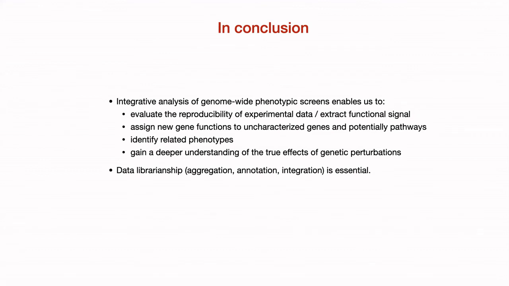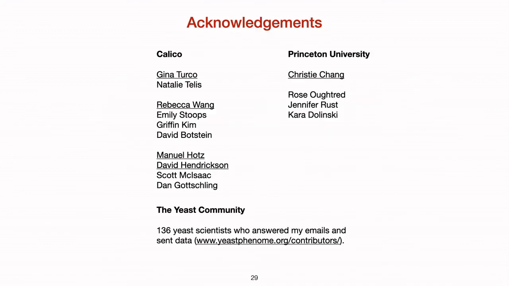We can evaluate reproducibility, we can assign new gene functions, we can identify related phenotypes on a much larger scale than I had time to show you. And most importantly, this process of aggregating and annotating data sets is what I prefer to call data librarianship. It's much more than just sharing data. It's making data usable for people who did not produce it, such as us in this case. And I think that is essential going forward for many other similar experiments.